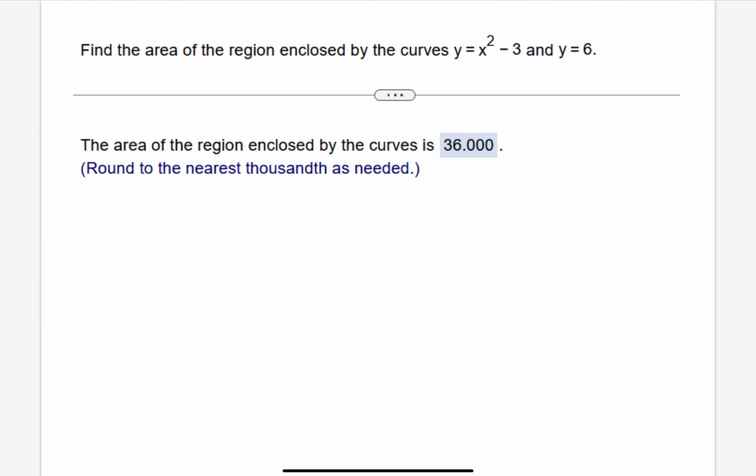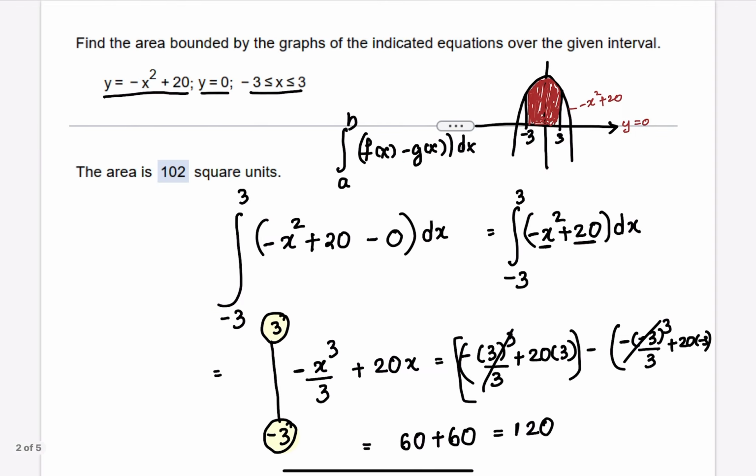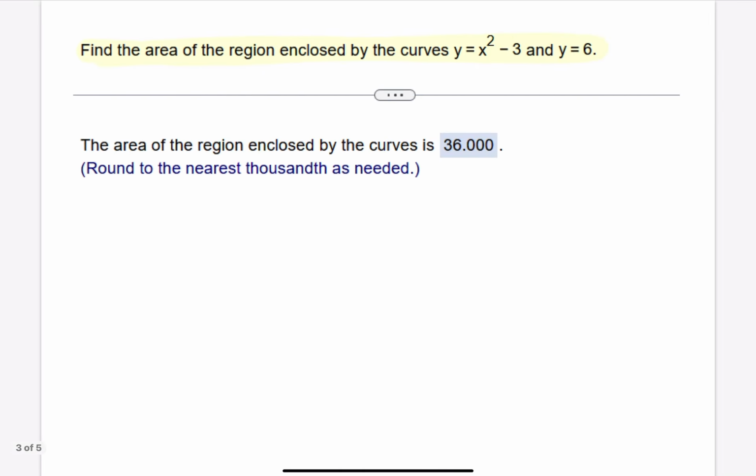Oh, wait a minute. In this one, they did not tell me what area I should find. Like in the previous one, they gave me the interval, so it's easy for me to just put the interval in. But if I look closely here, it says find the area of the region enclosed by the curves. And that's it. I don't have the region. I don't have the interval. So to do this, again, you'll be using your graphing calculators.